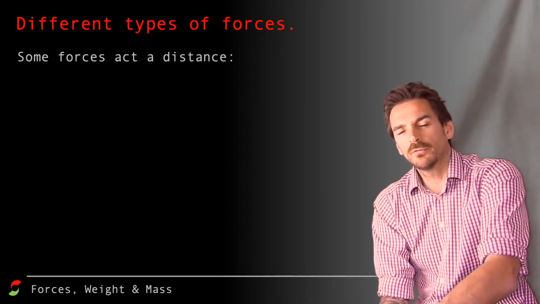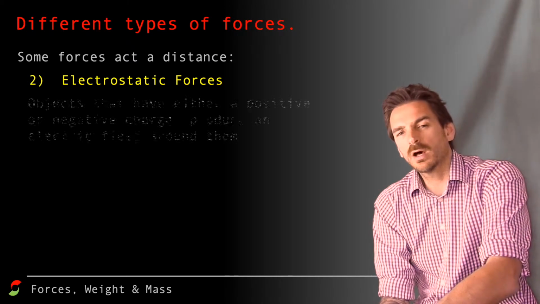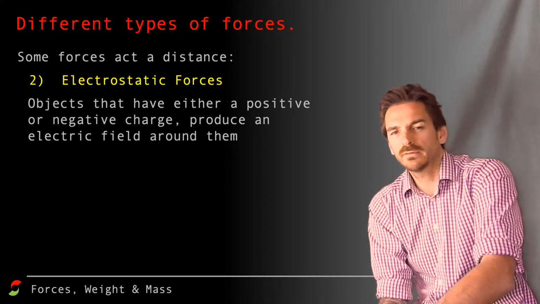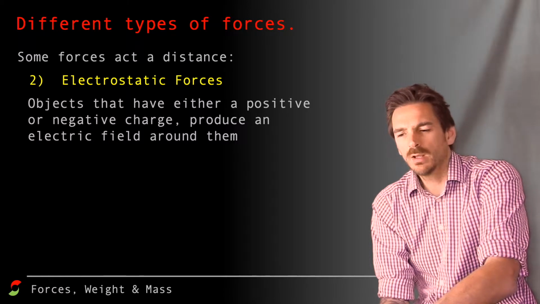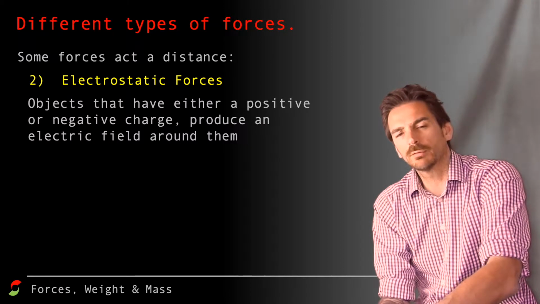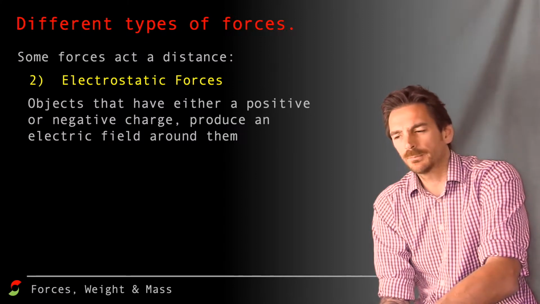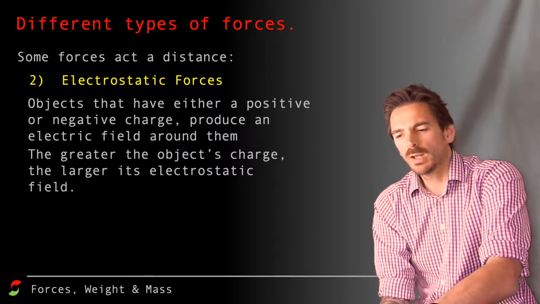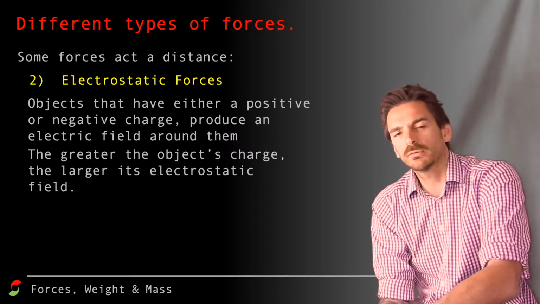Another force that acts at a distance is electrostatic forces, and these are caused by objects that have charge. Whether they're positive or negative, it doesn't matter, they produce this electrostatic force. Objects that have a charge produce an electrostatic or electric field around them, just like objects with mass produce a gravitational field. If an object has a larger charge, then it will have a larger electrostatic field around it, and therefore it can exert larger electrostatic forces.